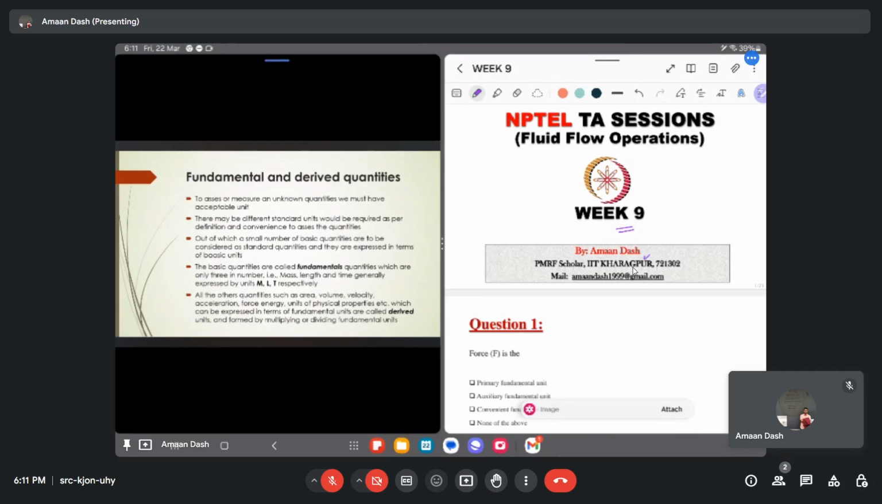There could be other things, but for now, in this case, we will be studying only three quantities: basic dimensions, fundamental dimensions.